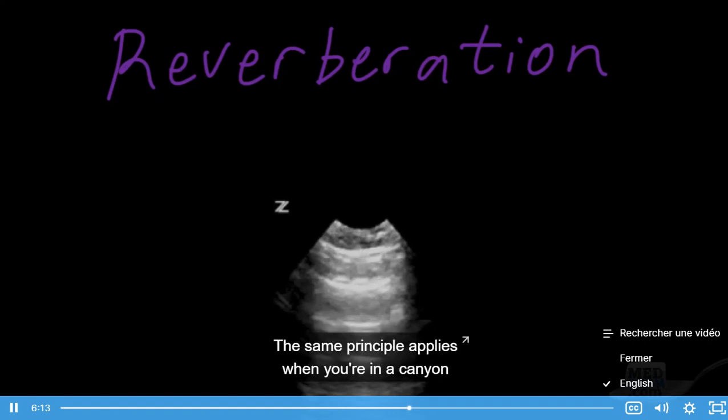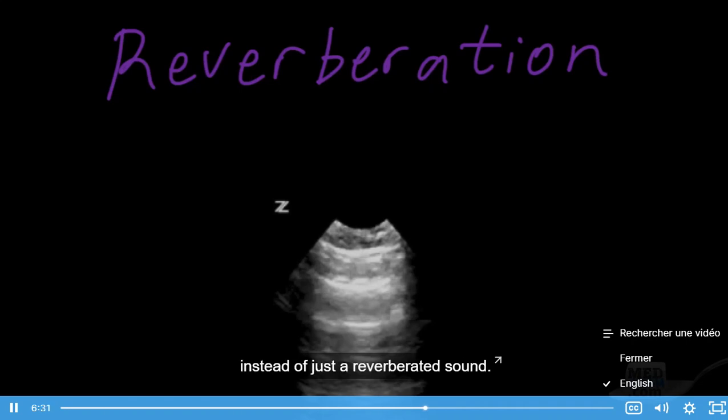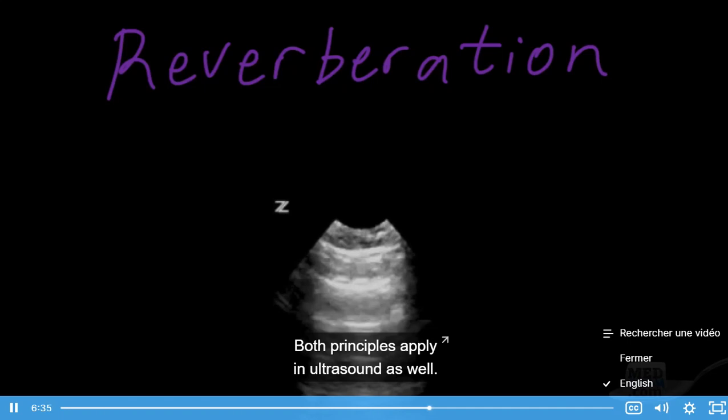The same principle applies when you're in a canyon and you're yelling, and you hear that echo come back. The only difference is because there's more time that it takes for that reflection to come back, your brain can distinguish that as a separate sound, and it's heard as an echo instead of just a reverberated sound. Both principles apply in ultrasound as well.